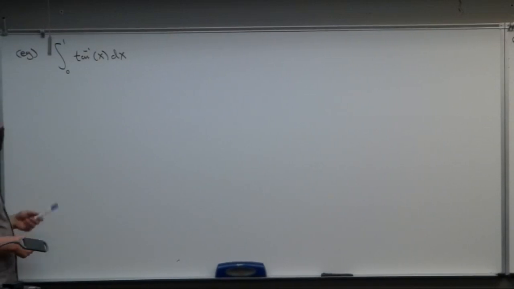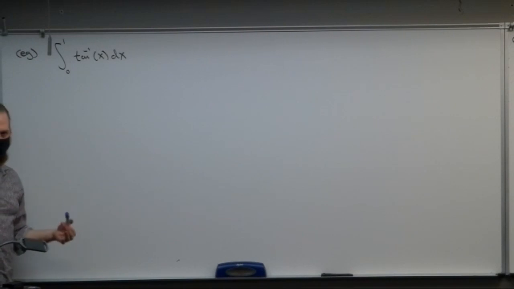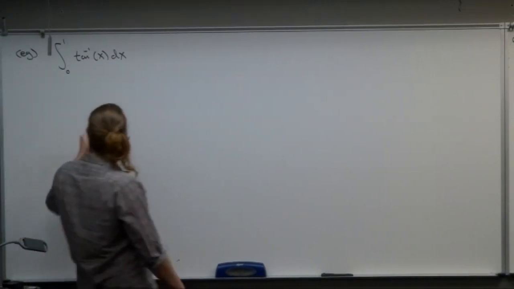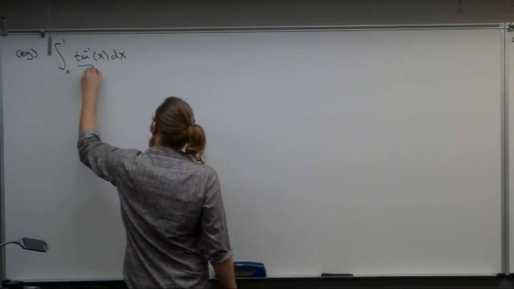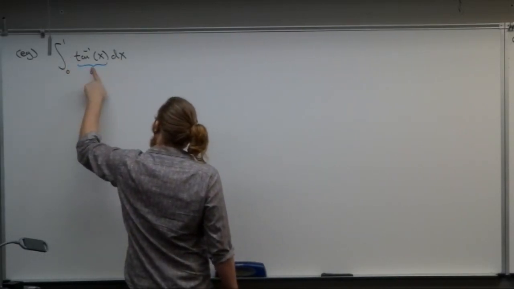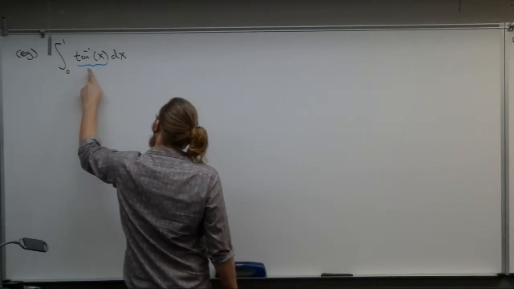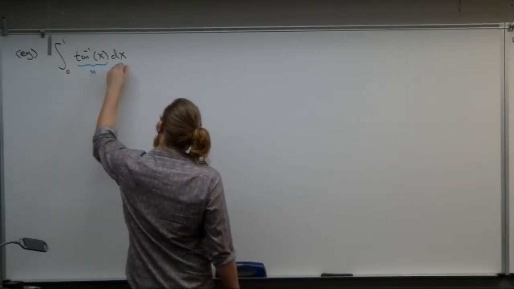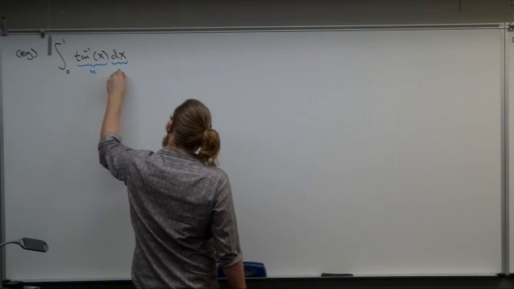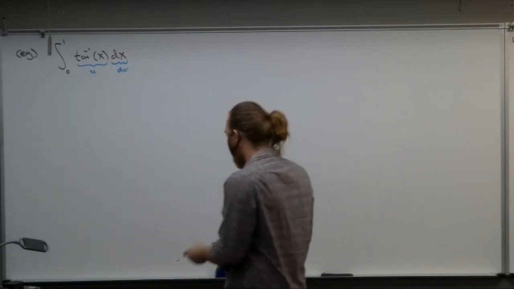You look at your LIATE rule. Do you see any logarithms? No. Do you see any inverse functions? Yes. So I should choose the inverse function to be u, and everything else to be dv. Everything else in this case is just dx. That's fine.